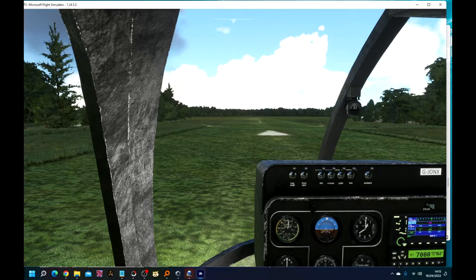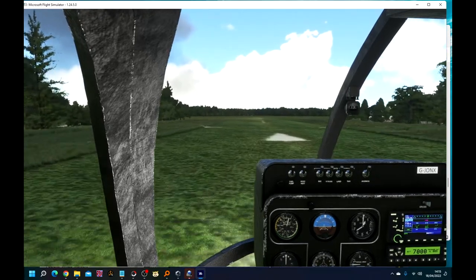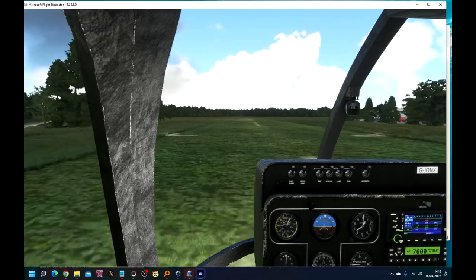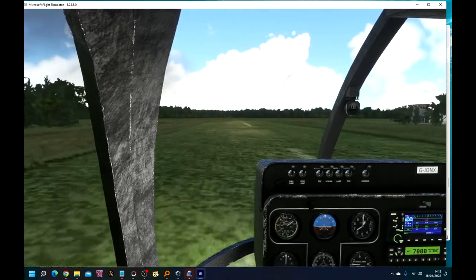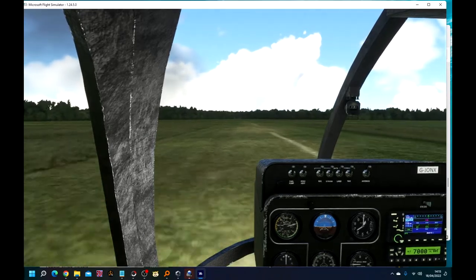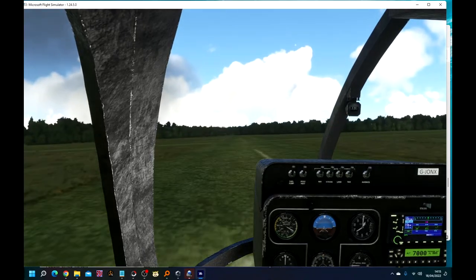Let's get to the interesting bit. Get in the air. Something of a crosswind today. I have to use a lot of rudder to keep this on centre. There we are, we're up.